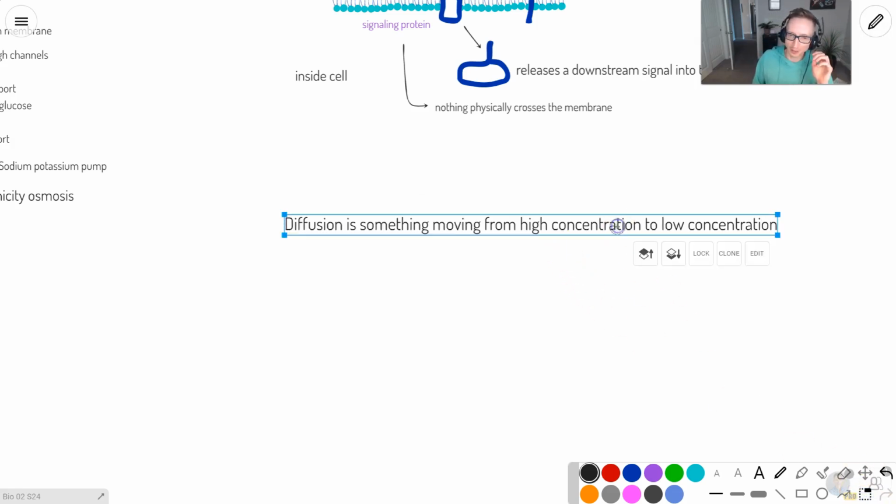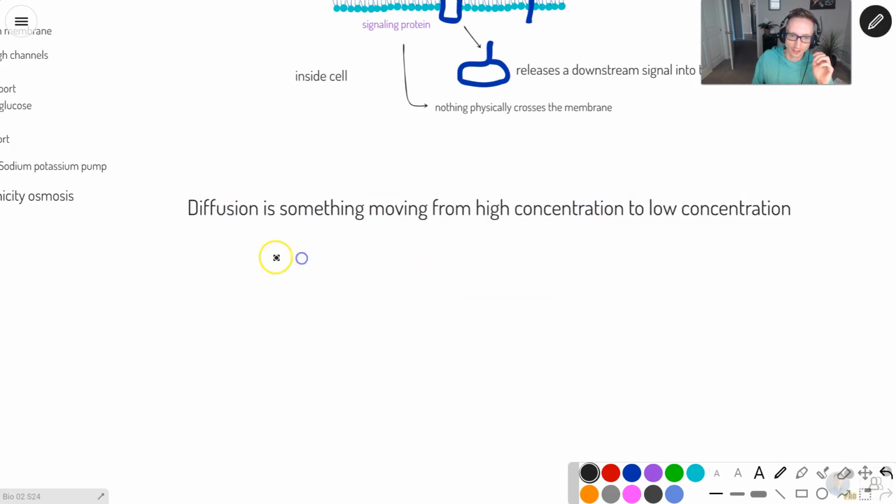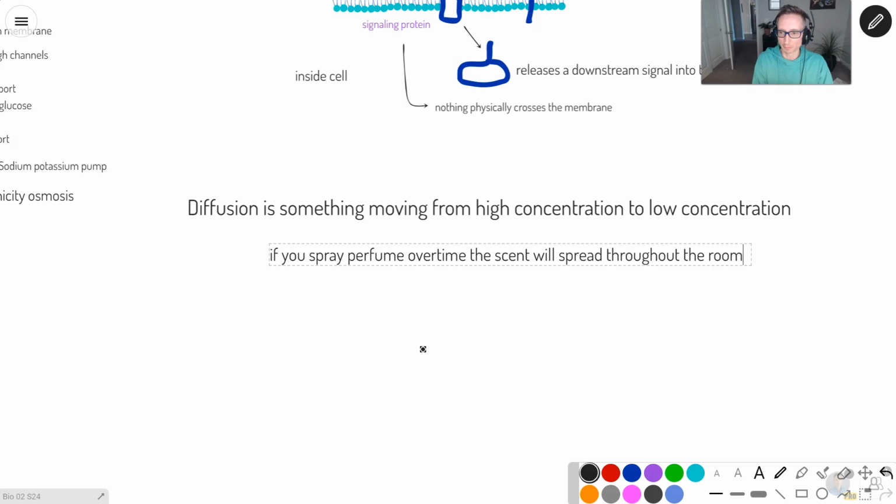A very simple way to think about this is, if you spray perfume, over time it will spread out through the scent. Over time, the scent will spread throughout the room, or a candle or anything like that.